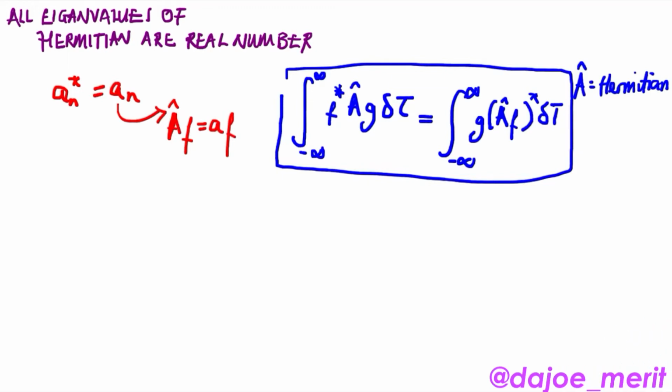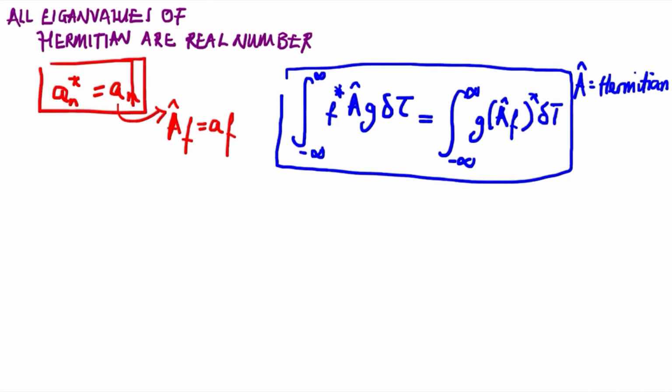So in here, we're going to be able to prove this particular part right here, and also see how we can explain more about all eigenvalues of Hermitian operators being real numbers. So let's start off with this.